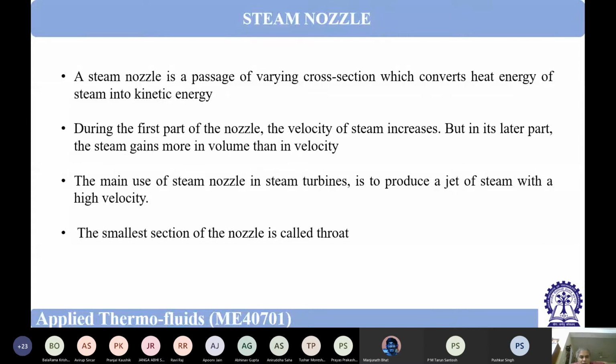Somebody should tell me why, in the case of liquid, a convergent divergent nozzle is never used. Nobody? Hello? If it is not known to you, that is not a crime. So tell me, then we can explain it.